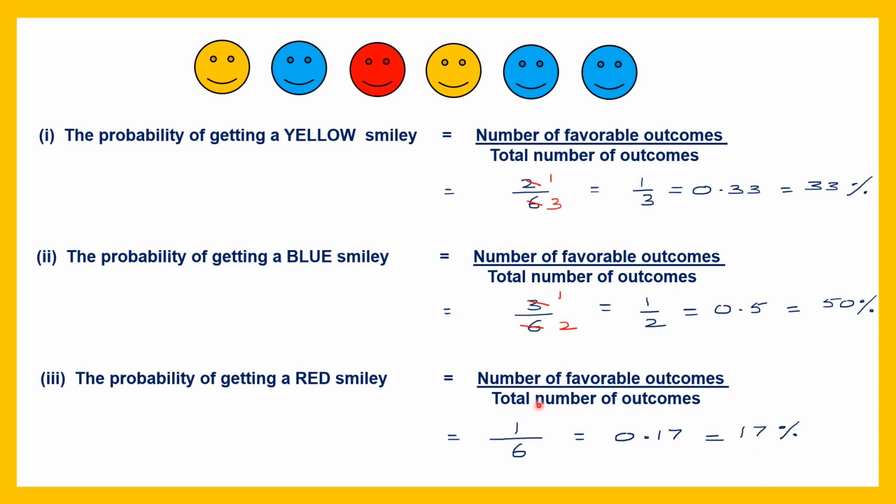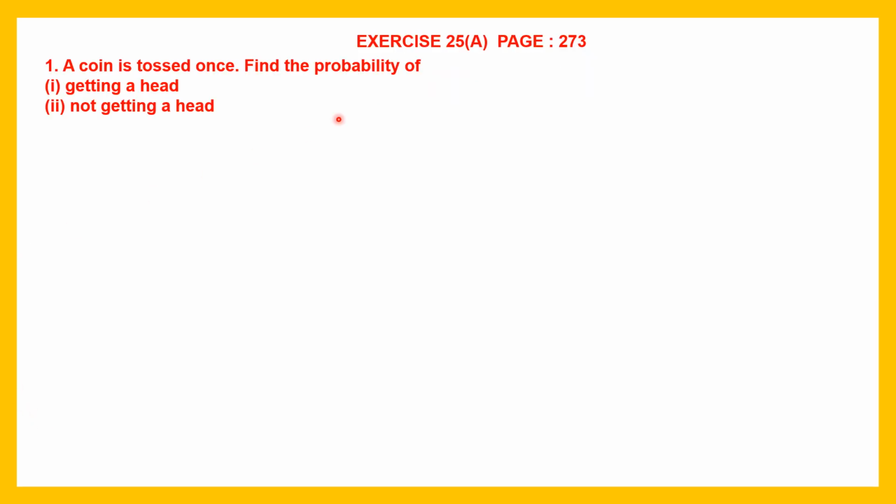So this is a formula that we are going to be using in all our questions. So let's begin our exercise 25A. This is found on page number 273. Now question 1. A coin is tossed once. So all of you know coins, you have your heads and tails, remember? Now we have to find the probability of getting a head and not getting a head.